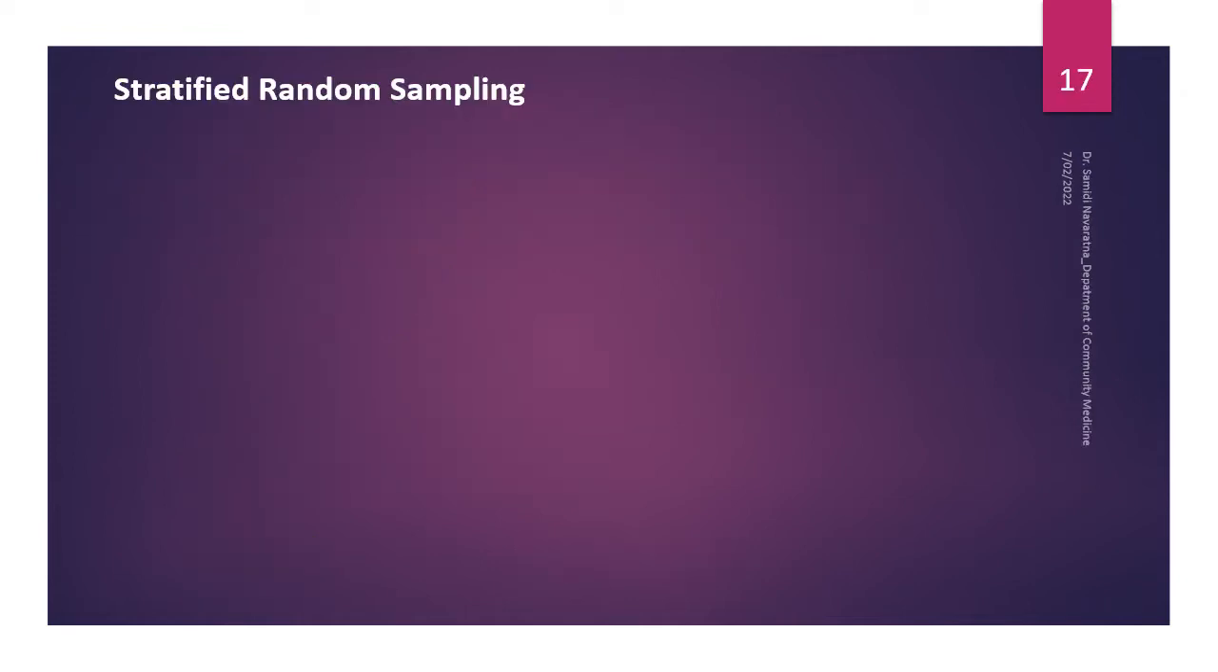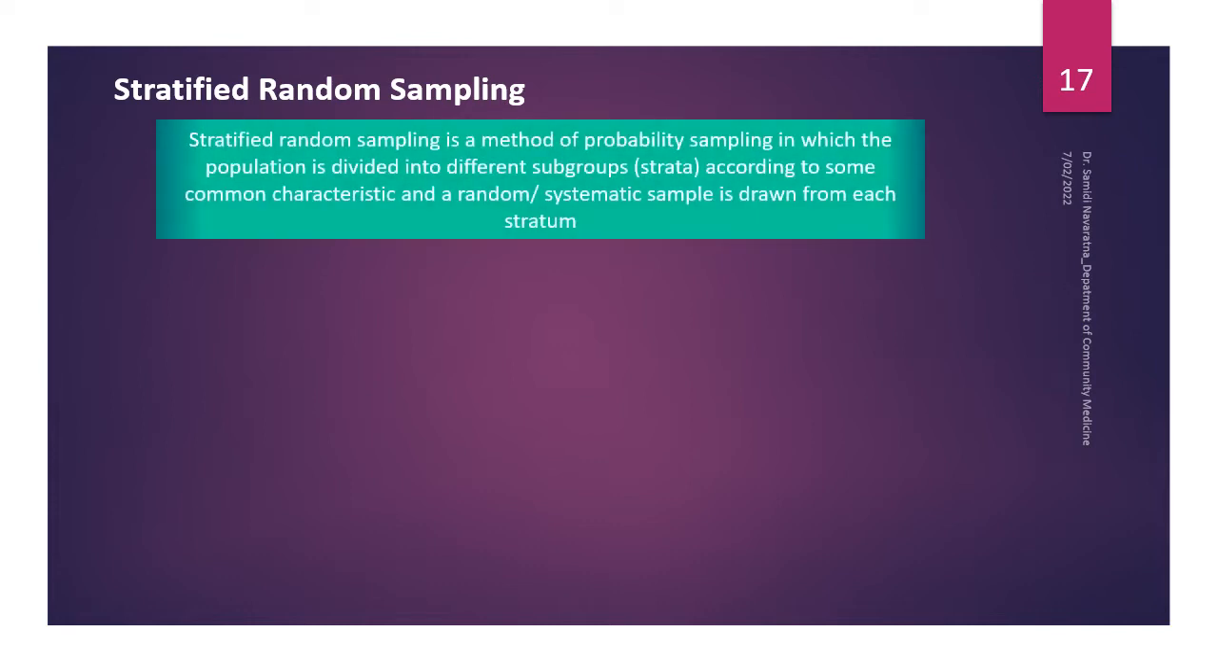Moving on to stratified random sampling, it is also a method of probability sampling in which the population is divided into different subgroups, also known as strata, according to some common characteristic, and a random or a systematic sample is then drawn from each stratum.